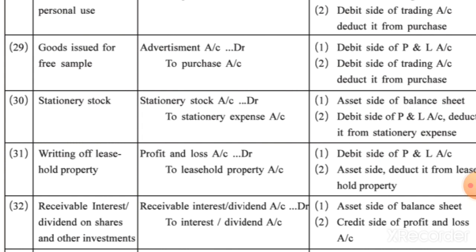So receivable interest or dividend account debit to interest or dividend account credit. So one effect, that would be asset side of balance sheet, because in future you will receive that much amount of interest or dividend from the concerned company. And the second one, that is, it is an income, so credit side of P&L account.